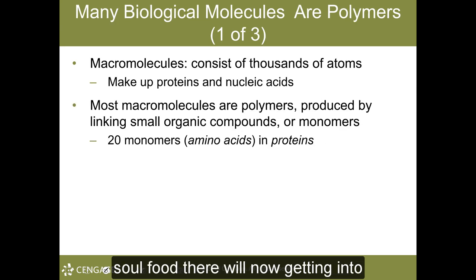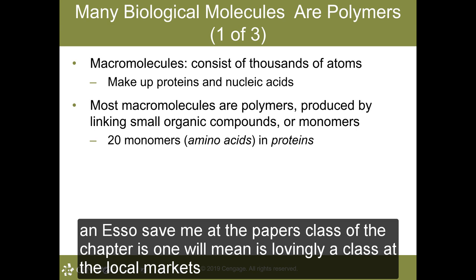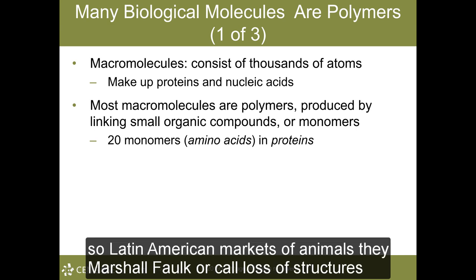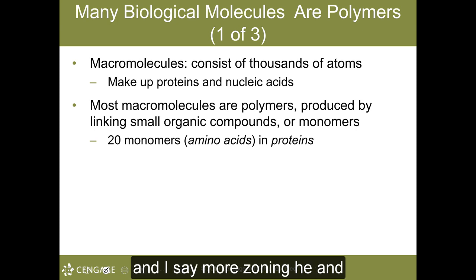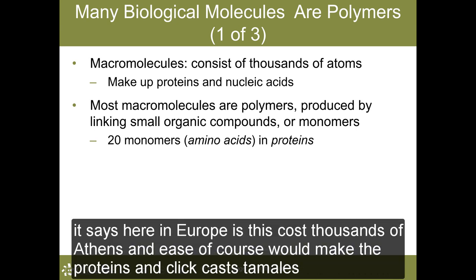From there, we're now getting into the meat and potatoes of the chapter. If you're wondering what I mean, I mean we're here at the macromolecules. When I think of the macromolecules, I think of large structures, colossal structures. And when I say large, I mean huge. It says here in your presentation, thousands of atoms. And these, of course, are what make up the proteins and nucleic acids.